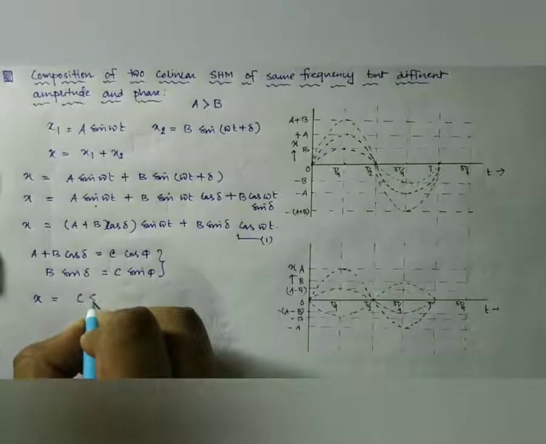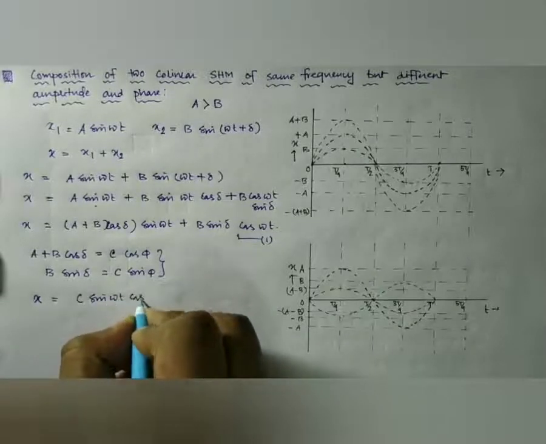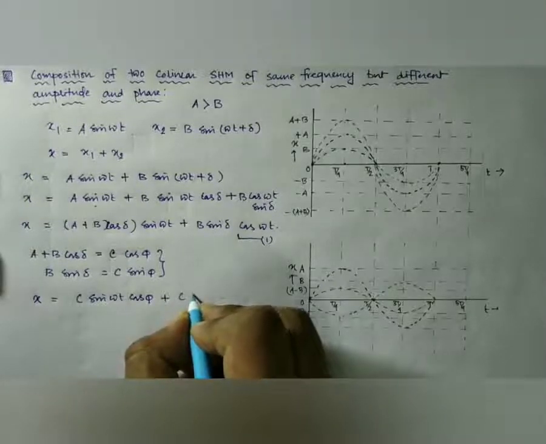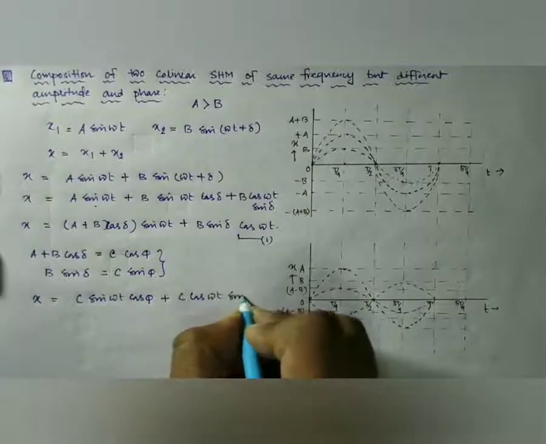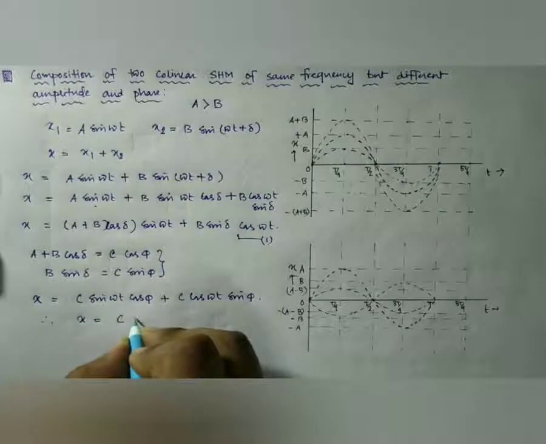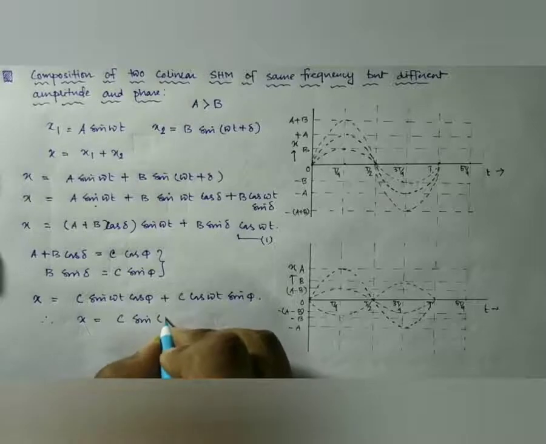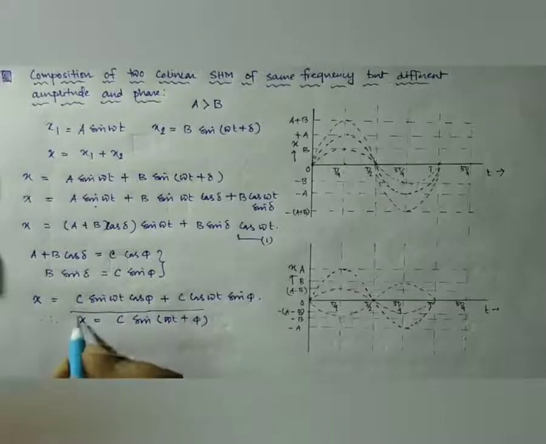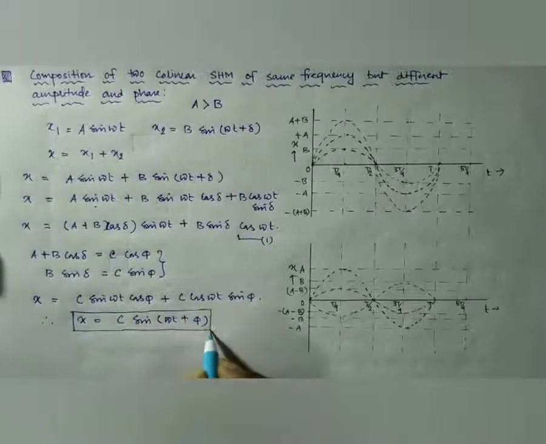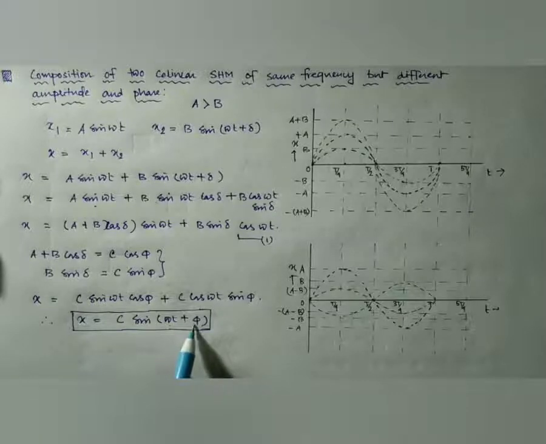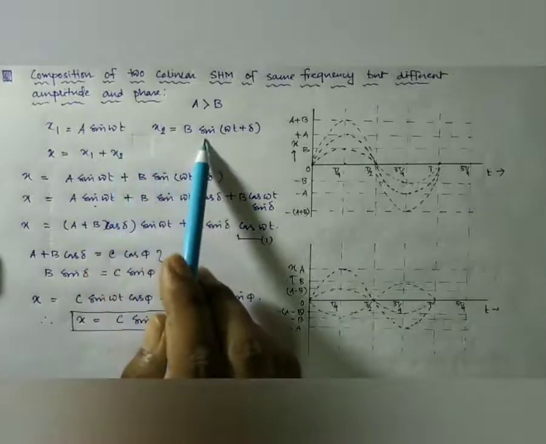c sin omega t cos phi plus c cos omega t sin phi. So we have x equal to c sin(omega t plus phi). Now look here, this is the resultant motion and the resultant amplitude is c, and it has a phase omega t plus phi, which is different from the constituent SHMs.